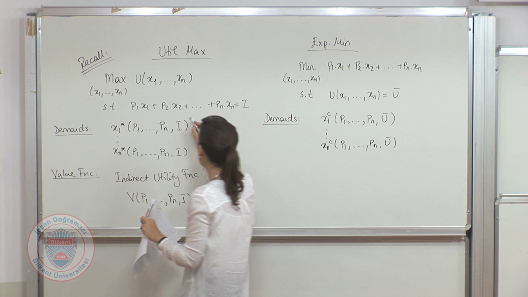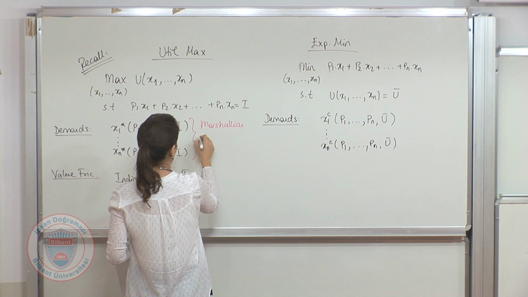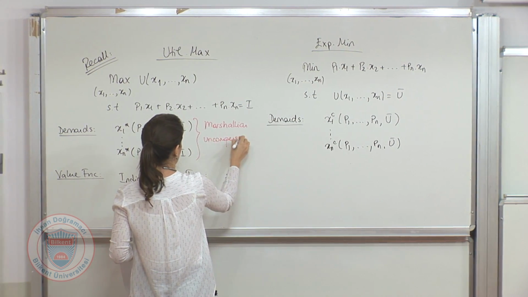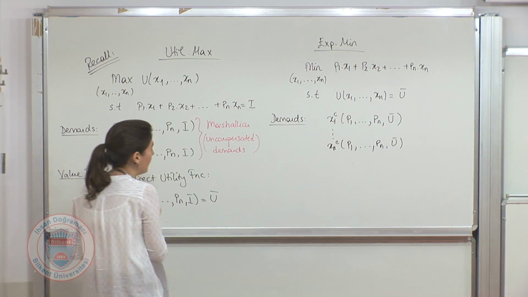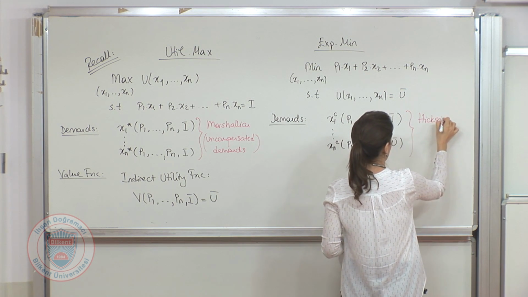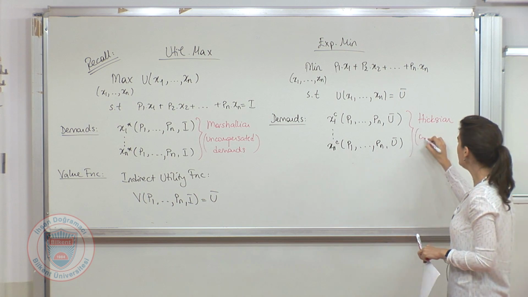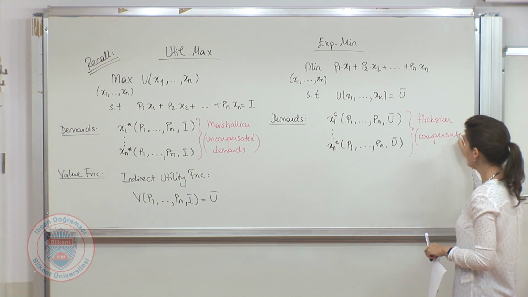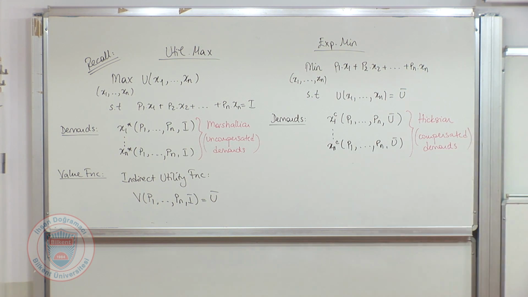So here I can say these are called Marshallian or uncompensated demands, and here we call them Hicksian, due to John Hicks, the economist who found them. These are called compensated demand functions. We'll see why they're called compensated later, so just hold on to that for a little bit.